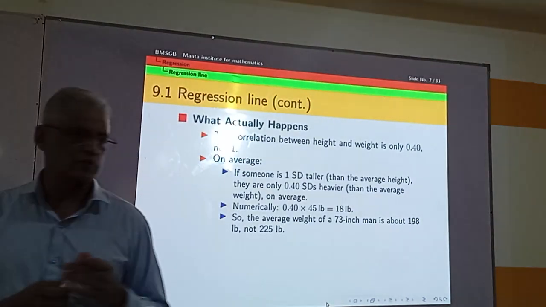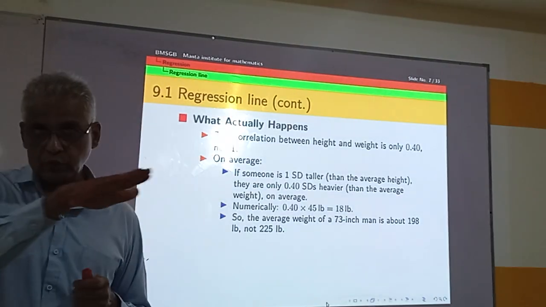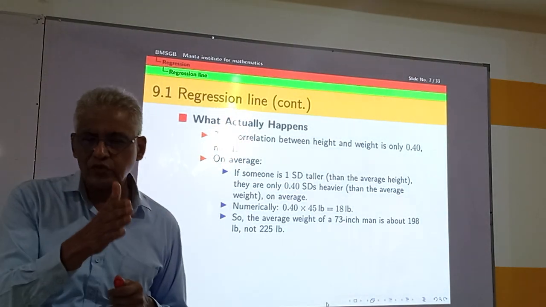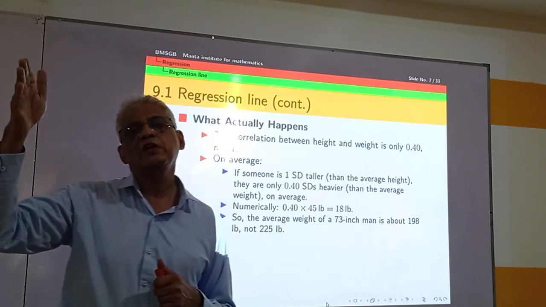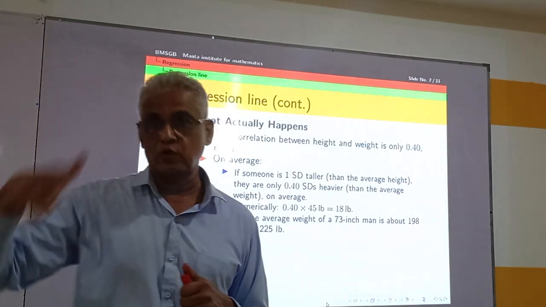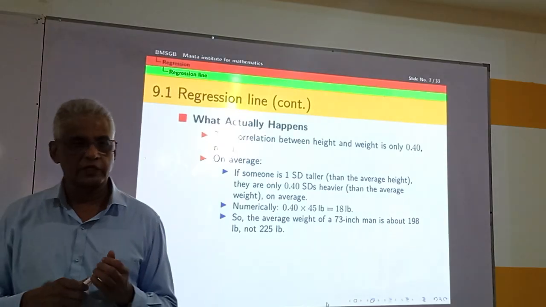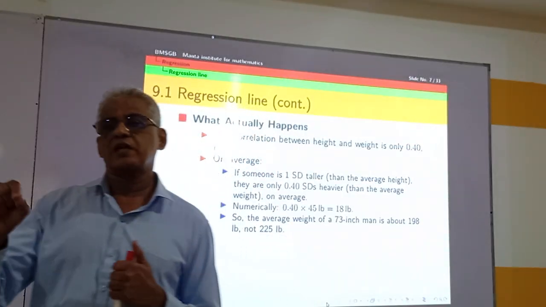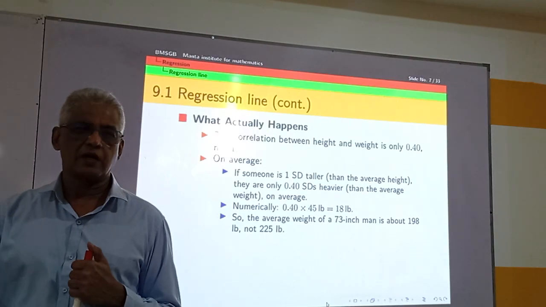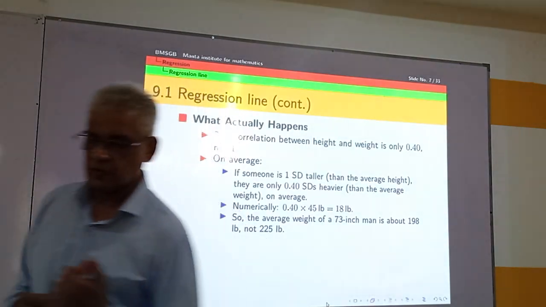So generally, therefore, we say if you increase your x value by 1 standard deviation, then the y will increase or decrease, depending on whether you have a positive or negative relationship, by r times the standard deviation of y. R times the standard deviation of y.